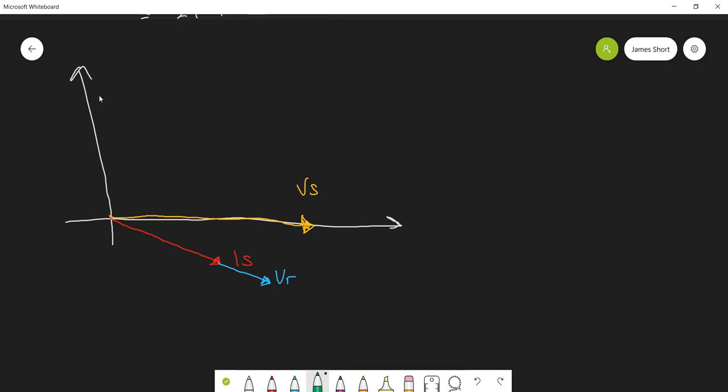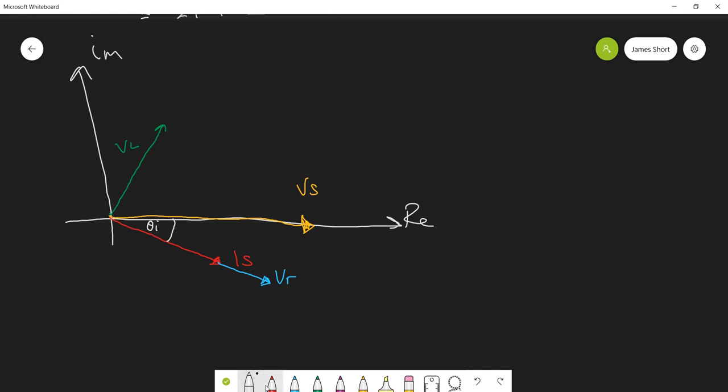And what we should get is a 90-degree angle between the resistor voltage and the inductor voltage. So we'll say that's VL. That's the real axis, that's the imaginary axis. So what we've got is a 90-degree angle between VL and VR.